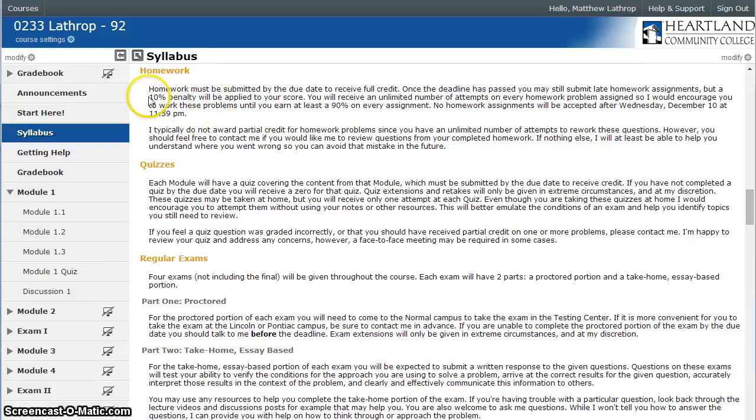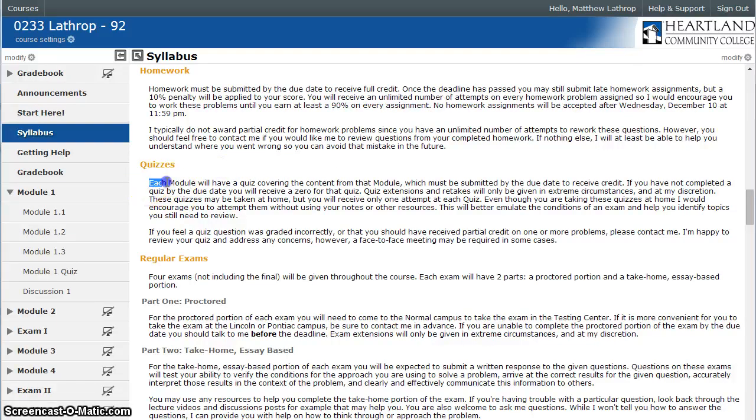If you do submit a homework assignment late, or if you miss the deadline, you can still submit it late for a 10% penalty. Since you have the opportunity to complete homework questions over and over again until you get them right, basically there's no reason you shouldn't have at least a 90% on every single assignment. You have the opportunity to have 100%, but even if you miss something, you can still get a 90%.